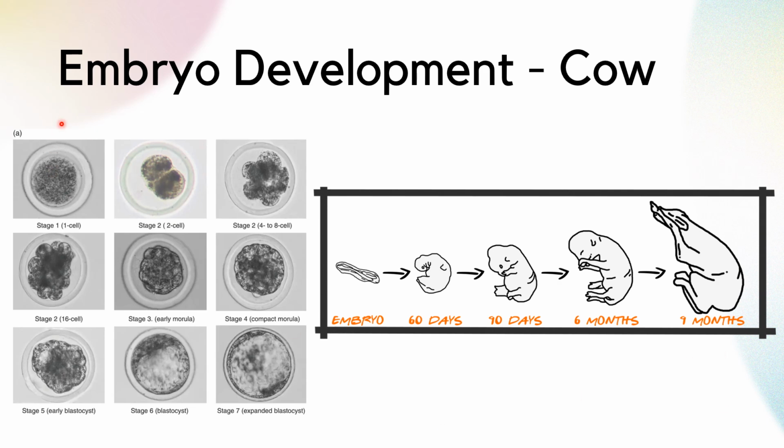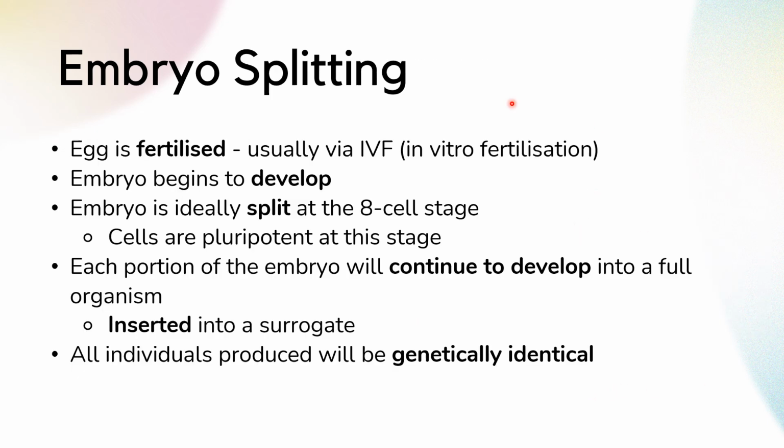You have one cell that divides into 2, into 4, and so on till you have a fully grown organism. Embryo splitting then is when you take one of those eggs that are fertilized, usually via IVF. So IVF is when it's fertilized in vitro, so in a lab. And once that embryo begins to develop, you split it once it gets to that 8 cell stage. So if you think back to the past 2 slides that we looked at, once it gets to that 8 cell stage, you split it.